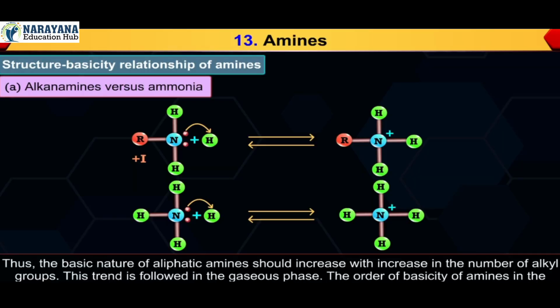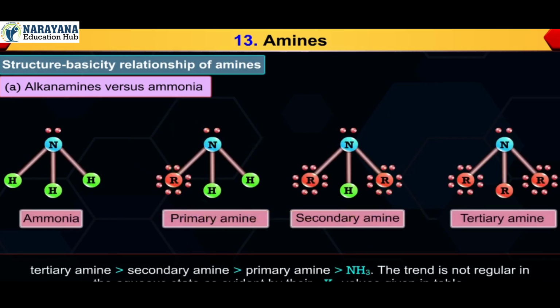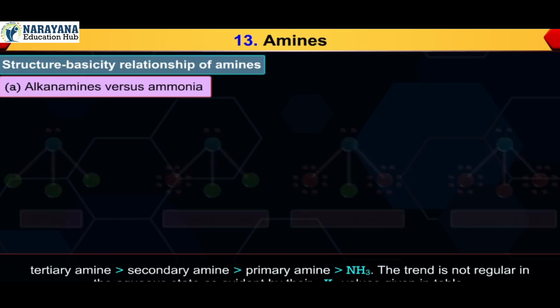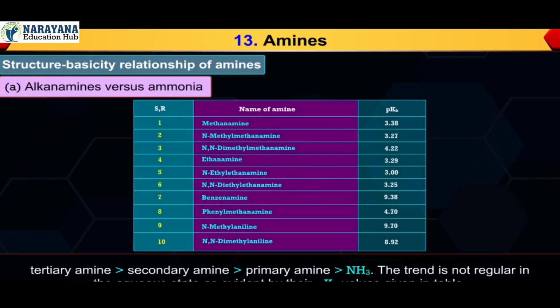Thus, the basic nature of aliphatic amines should increase with increase in the number of alkyl groups. This trend is followed in the gaseous phase. The order of basicity of amines in the gaseous phase follows the expected order: tertiary amine is greater than secondary amine is greater than primary amine is greater than NH3. The trend is not regular in the aqueous state, as evident from their pKb values given in the table.